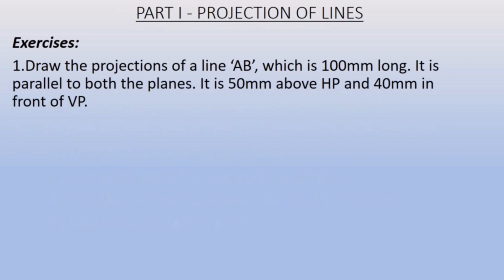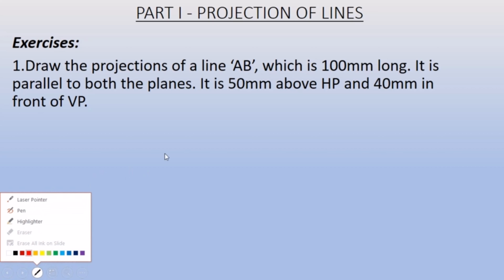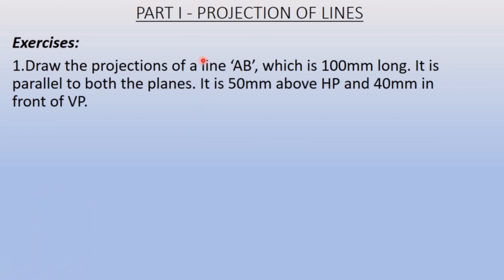So here is your first exercise. Draw the projections of a line AB which is 100 mm long. It is parallel to both the planes. It is 50 mm above HP and 40 mm in front of VP. So first I will make some effort to understand this question. See that this is a line AB, which means one end is named A and the other end is named B. It is 100 mm in length. It is parallel to both the planes. This is the important point here. It is 50 mm above HP and 40 mm in front of VP. So first we will see its explanation, then I will draw this in the drawing sheet.